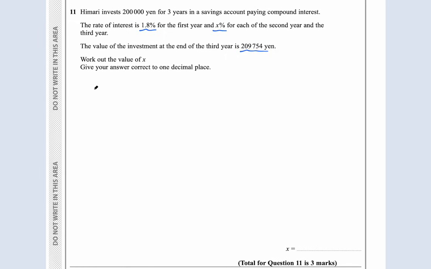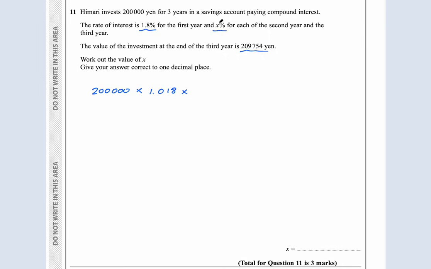How do we do compound interest? Normally, we get our 200,000, and we multiply by 1.018 for 1.8%. 1.18 would be 18%. And then we multiply by the next interest rate for the second year. Now imagine if it was 5%, we'd multiply by 1.05 twice, because it's the second year and the third year. Now it's not 5%, so I'm not going to multiply by 1.05.